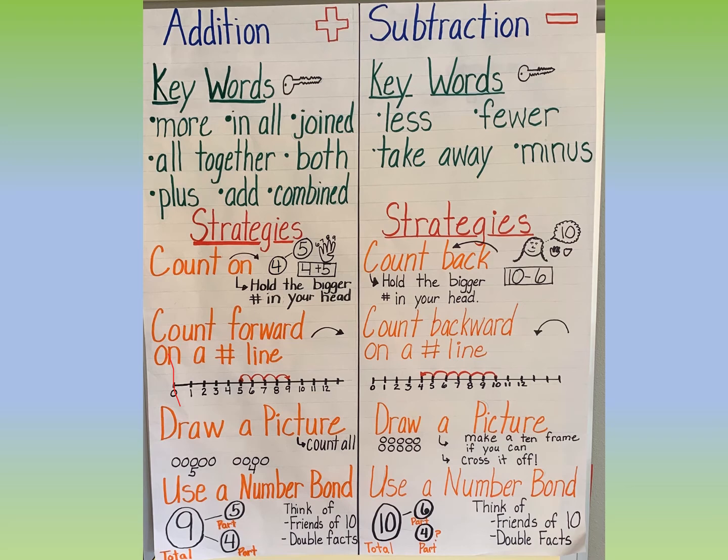Draw a picture. Make a 10 frame. You can cross it off. And use a number bond. The whole and the parts. You'll find out what's left. And think of friends of 10 and double facts.